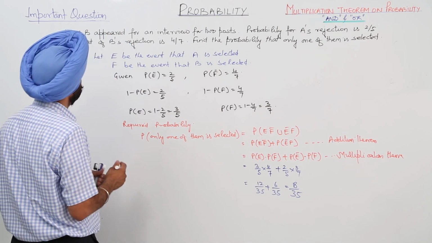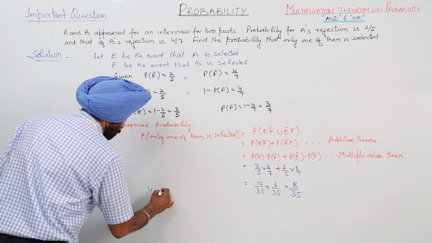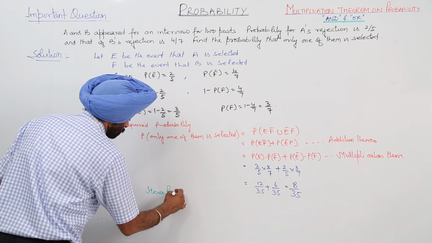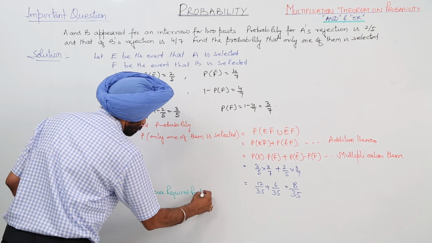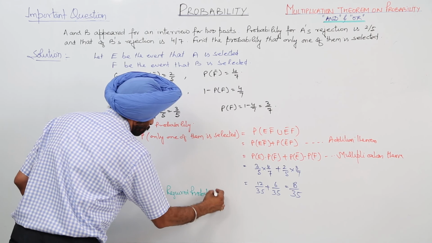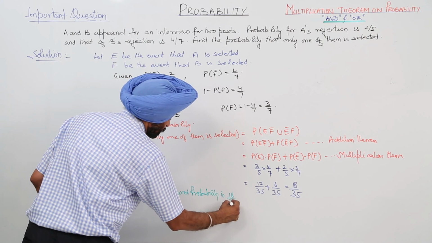Hence, required probability is 18 by 35.